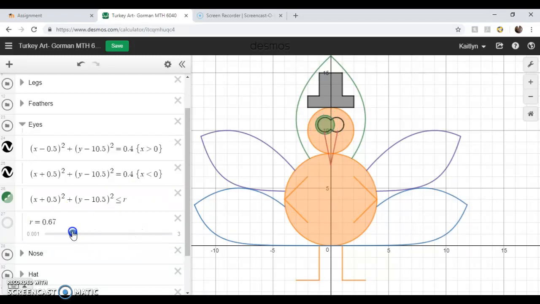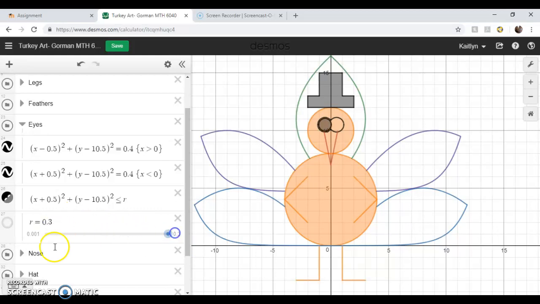Let's see. Oh, that's still too big. So I'm going to change this to 0.3, because I think it has to be less than this one up here. Yeah, so that works. All right, so there's my pupil on one of them with a slider. I'm going to also make this black for the pupil.